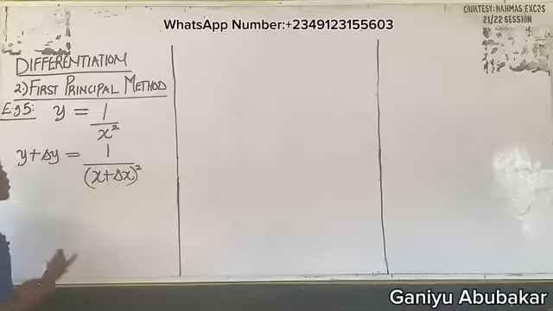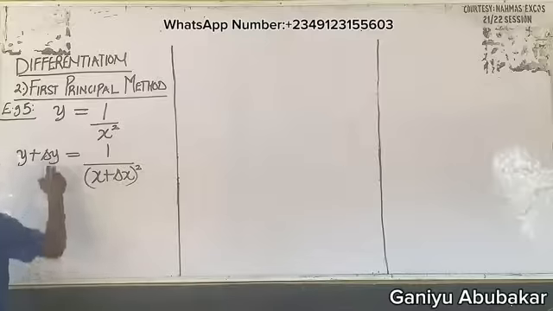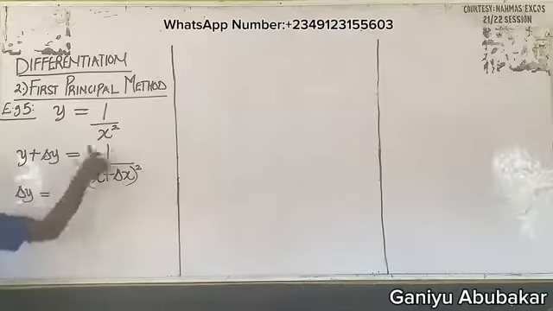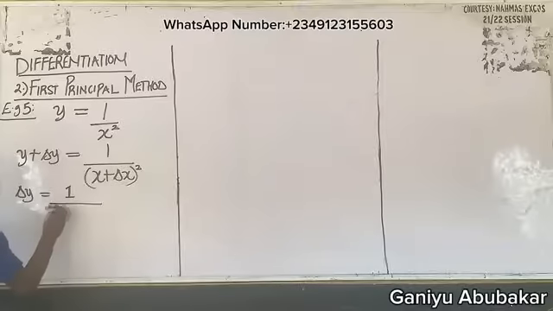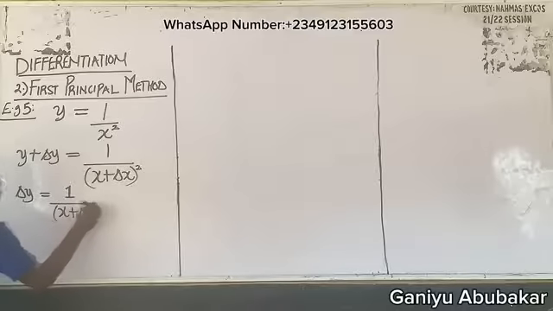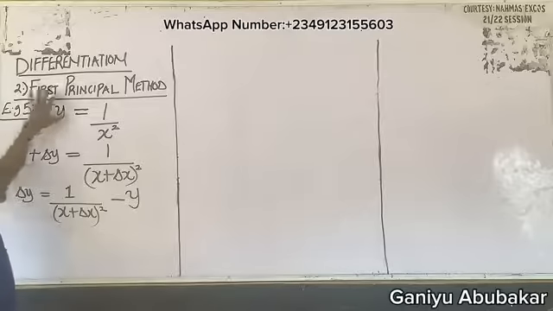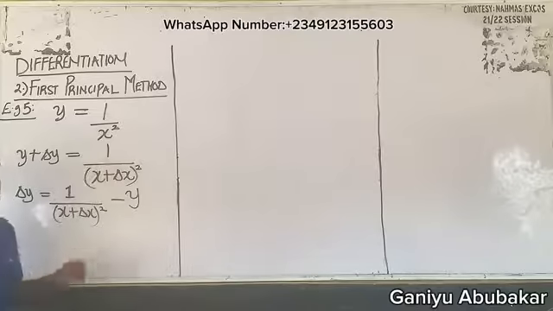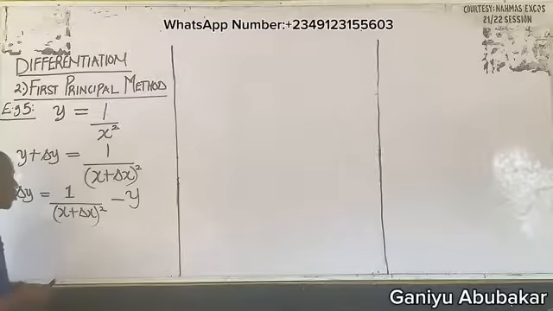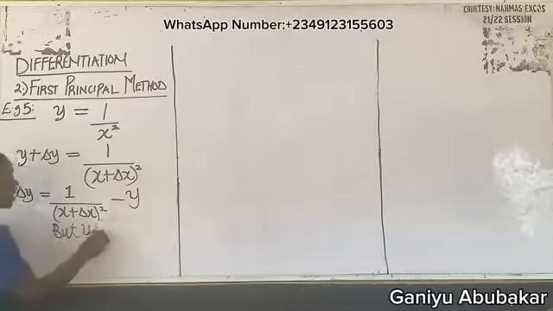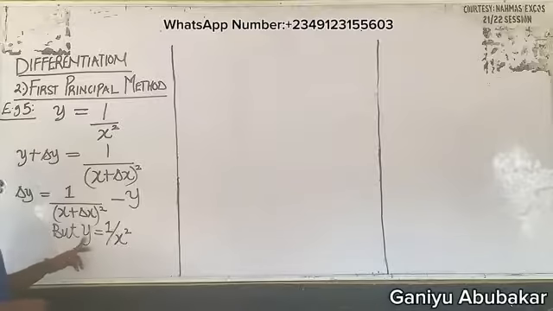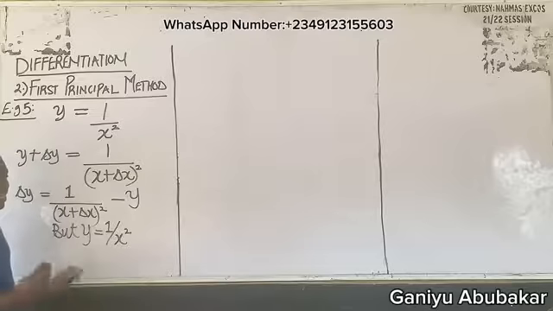It's quite an easy task. Take this y to the other side. I'll have that change in y is equal to 1 all over x plus change in x all squared, minus y. Why is this minus y? Because I have a plus y here, and if a plus y crosses the equality sign to the other side, it becomes a negative y. Proceeding from here, from the question, what's y? y is 1 over x squared. So anywhere I see y, I'll put 1 over x squared there. It's as easy as that.